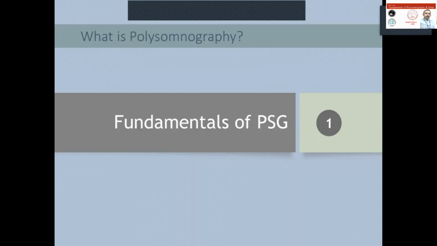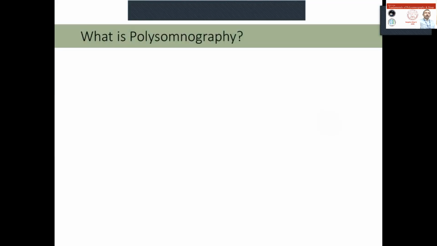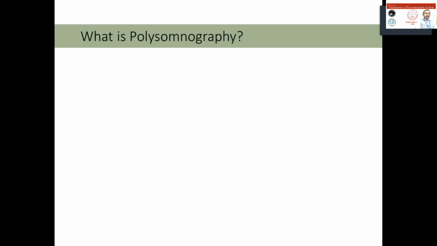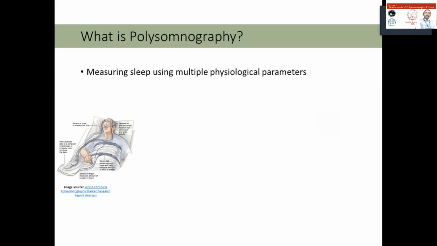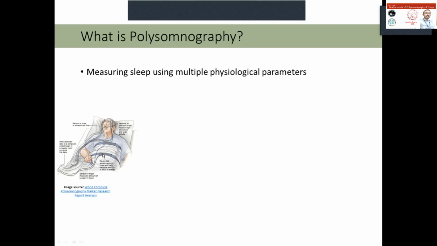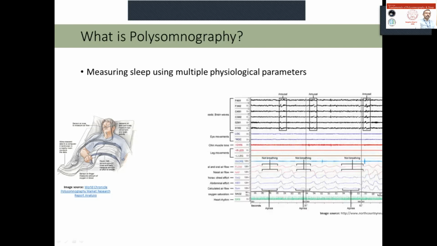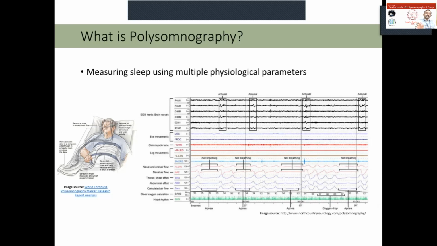So fundamentals: polysomnography or PSG, what is it? As the name suggests, poly means multiple. So it's a measurement of sleep using multiple physiological parameters. And there will be so many wires, sensors connected to a subject. And these will result in various time series recordings. These graphs where there are values which change across time are commonly called time series. And here in the top part, the time series represents EEG signals or brain signals.